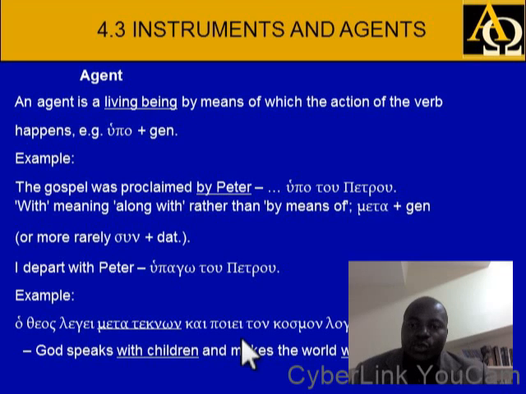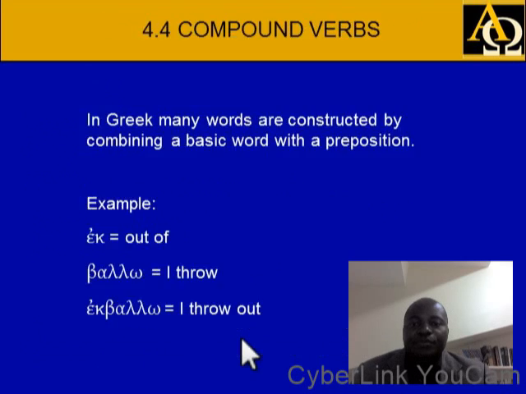Hupo tou petrou. With, meaning along with rather than by means of: meta plus genitive, or more rarely sun plus dative. I depart with Peter. Hupago meta tou petrou. Okay. Ho theos legei meta teknon. God speaks with children. And then it goes on to say kai poiei ton kosmon logo, and makes the world with a word.